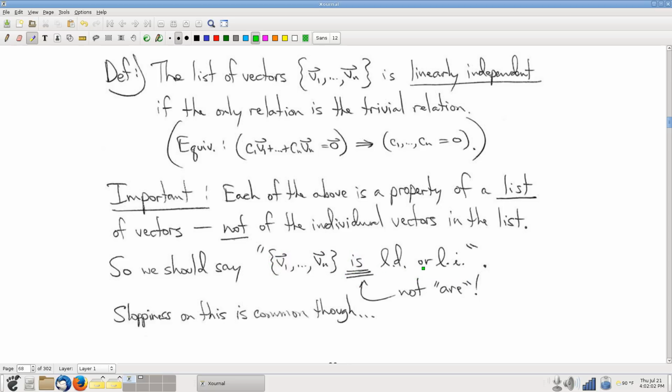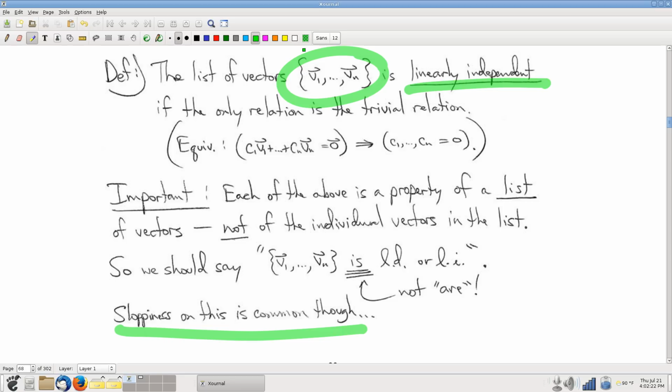It's easy to mess this up. In fact, this is super common. It is so common that it's really not a problem. Once you're very thoroughly comfortable with what this idea is, that linear independence is a property of a list of vectors, then everyone knows what you mean.